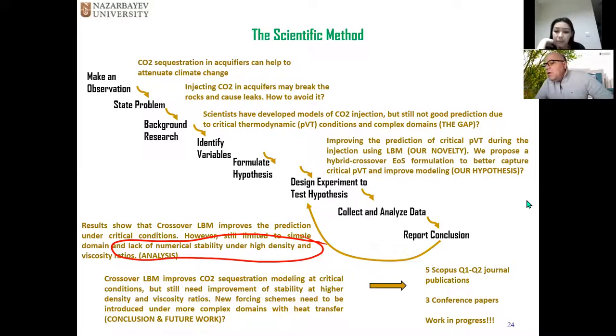With this work, we have been able to publish five Scopus Q1 and Q2 journal papers and more than three conference papers, and we are still preparing more papers. So this is very productive research that we are closing in its first stage in 2021, and we are starting the second stage that finishes in 2023.